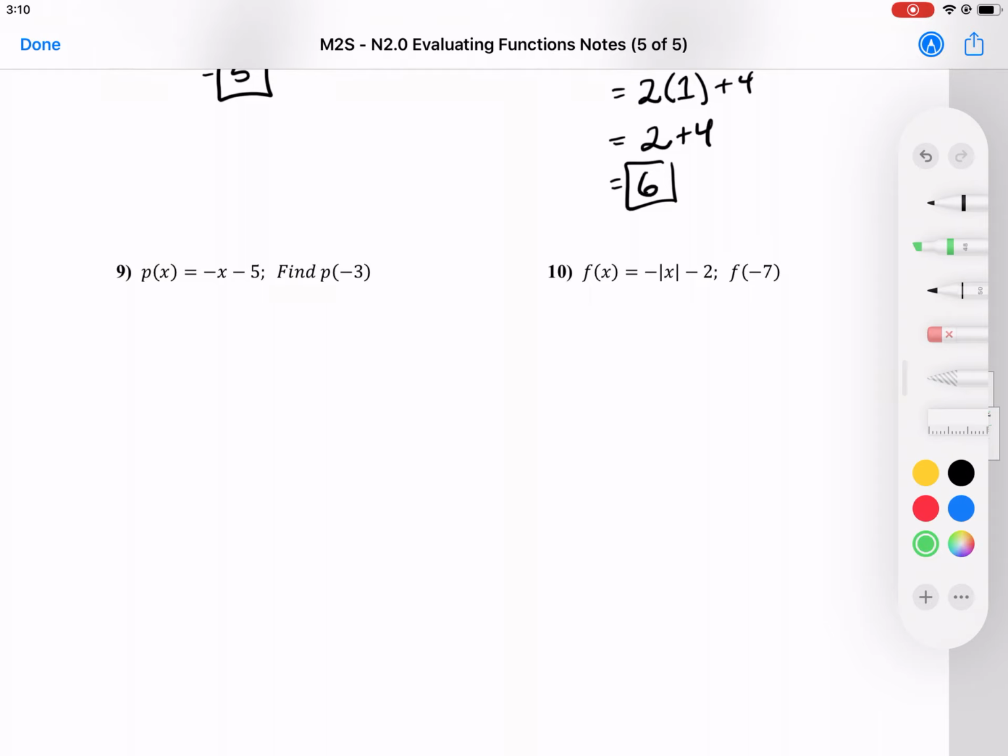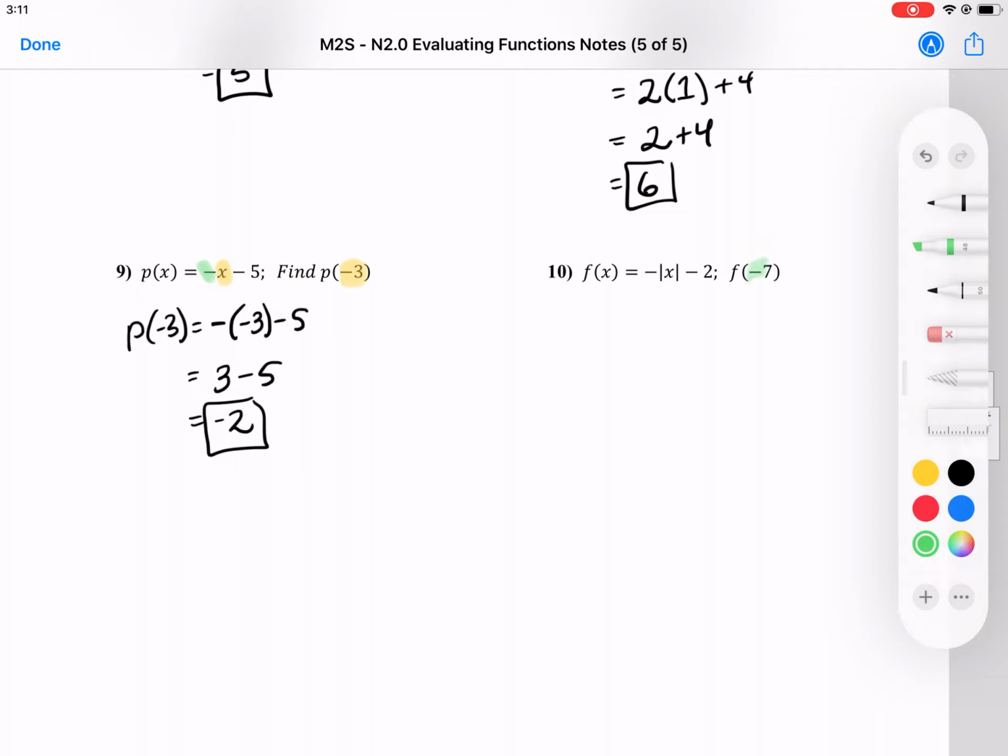All right, let's do another one. So this time we're putting negative 3 in for x. Just watch out, there's a negative in front. I'm purposely making you guys do a lot of these. So there's a negative of negative 3 minus 5. That's the same as a positive 3 minus 5. 3 minus 5 is negative 2.